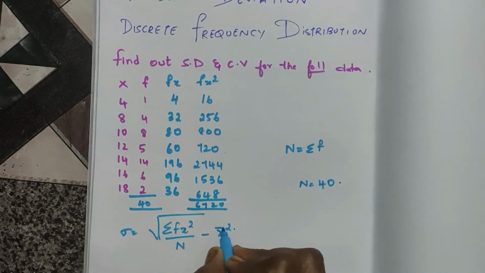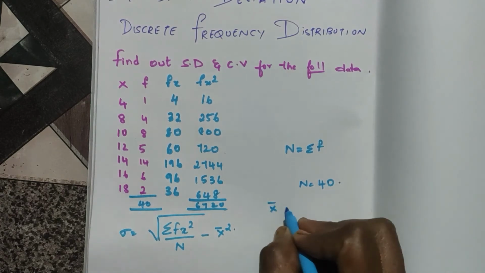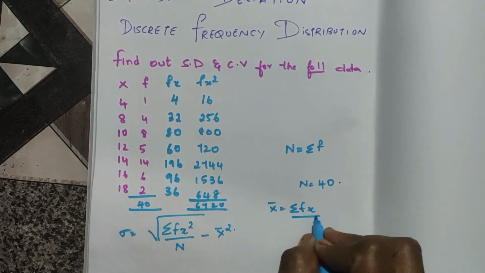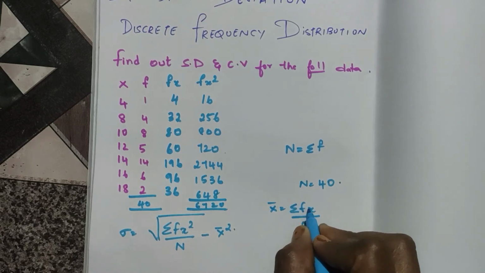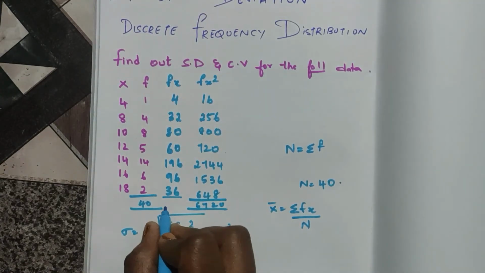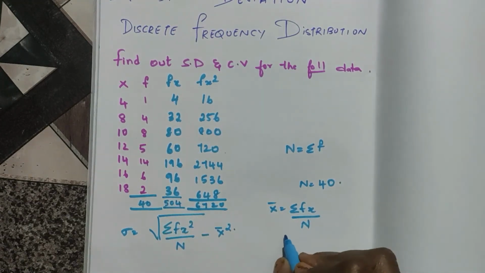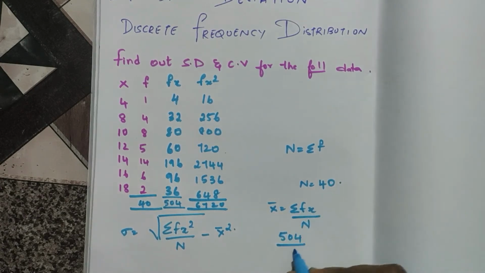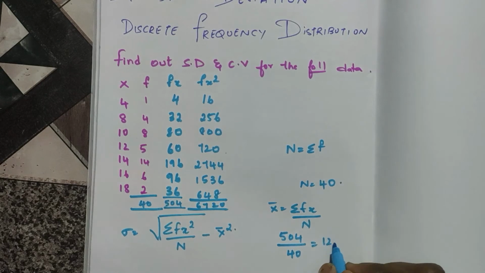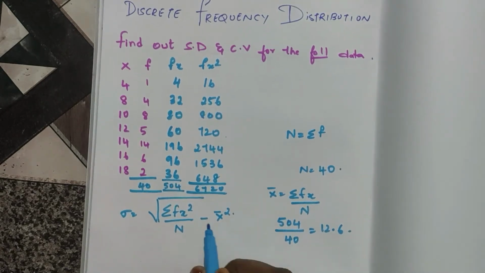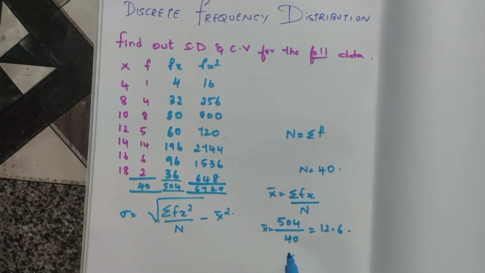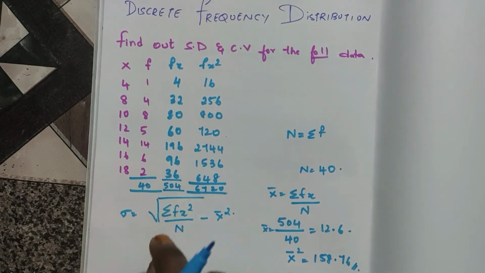Now I need to find out the mean. The mean for a discrete frequency distribution is sigma fx by n. So summation fx, you have to total this fx value. When you total this fx value, you get 504. Now you divide it, so 504 divided by 40. You get 12.6. Now if you look into the formula, you have x bar square, so you have to square this value. After squaring, you get 158.76. So now whatever data I required, I got it.